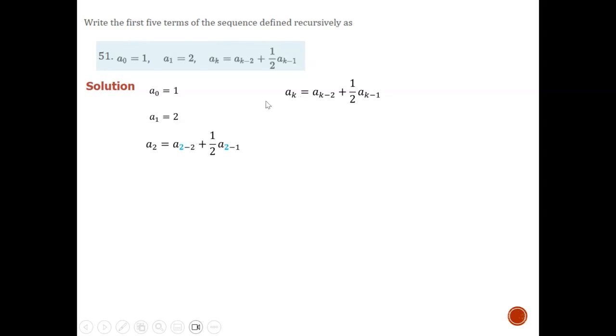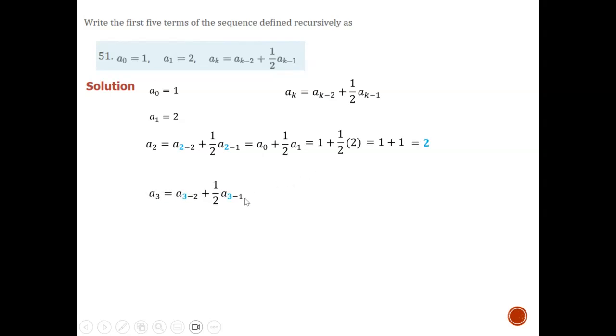Okay, here we go. So I'm going to plug in 2, because now comes my third term, which is A2. So I'm going to plug in 2 for k, so it'll be A to the 2 minus 2 plus 1/2 A to the 2 minus 1. So this is going to give us A to the 0 plus 1/2 A to the first power, right? To the first. So A0 is equal to 1, and A1 is equal to 2, so I'm going to plug them in there. So it's going to give us 2.